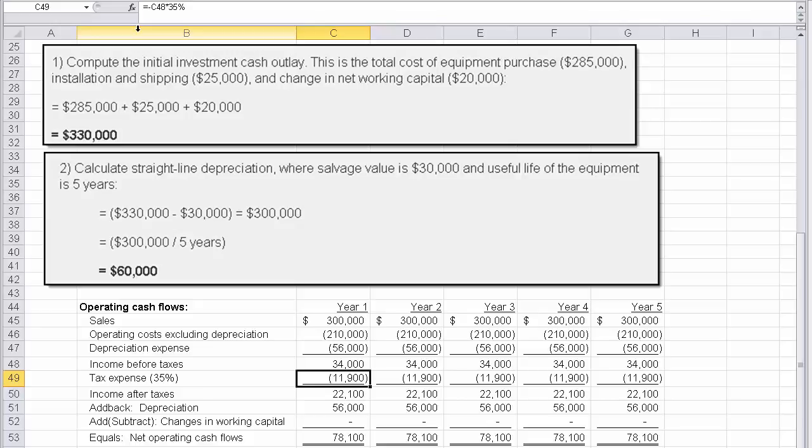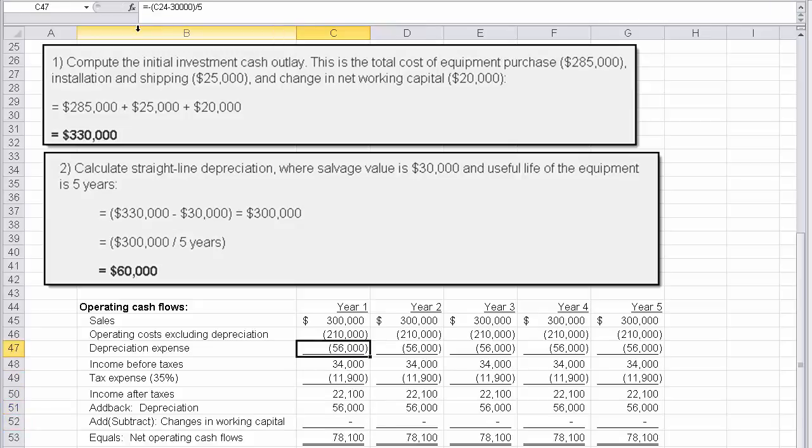Okay? If this problem was a bit more complex, we would be using tax depreciation here rather than just straight line depreciation, and we would use the tax depreciation that's required by the IRS. But to keep this example simple, we'll assume that the book depreciation that we're using, straight line, is also being used for tax purposes. Okay, so that'll get us income after taxes, and then we have to add back the depreciation because that's a bookkeeping entry. There's no real cash flow involved.